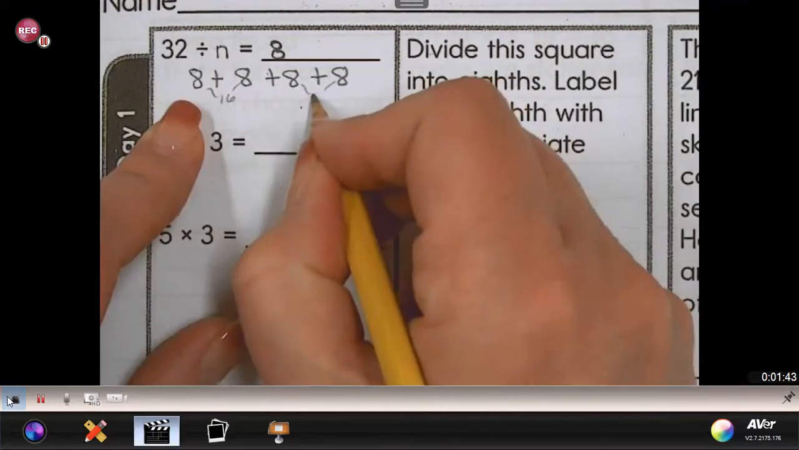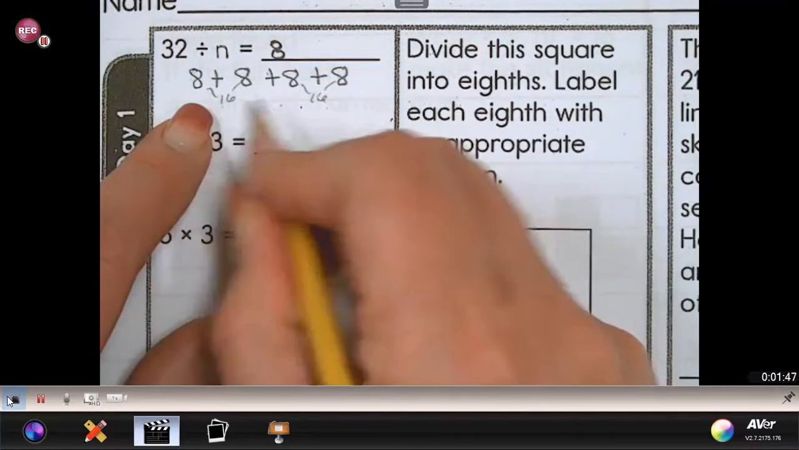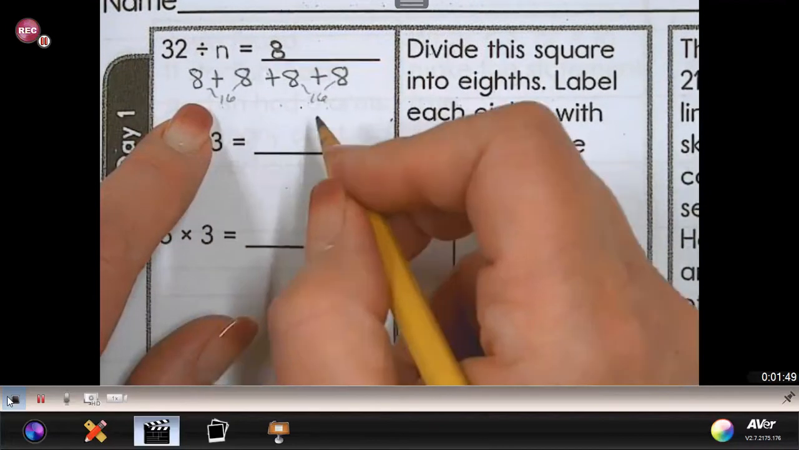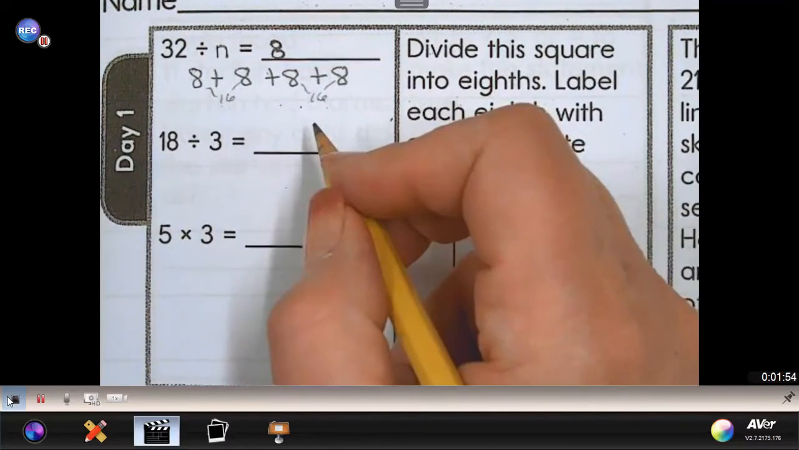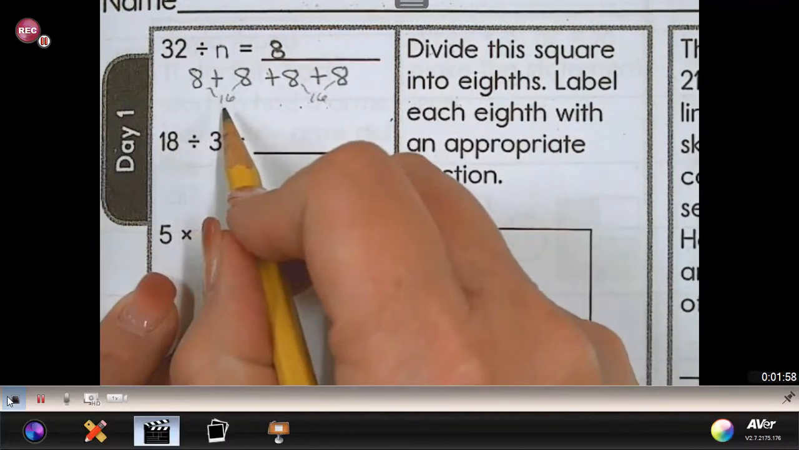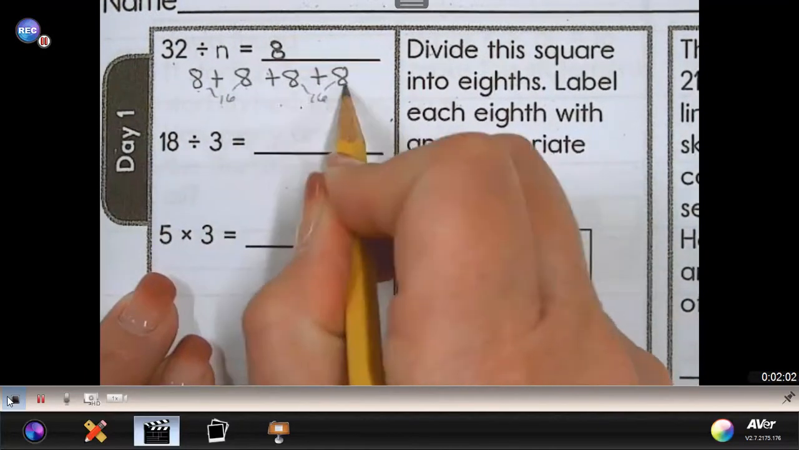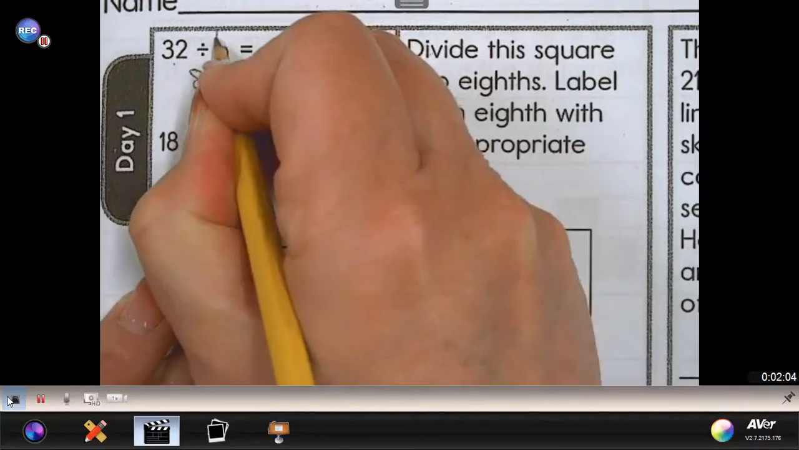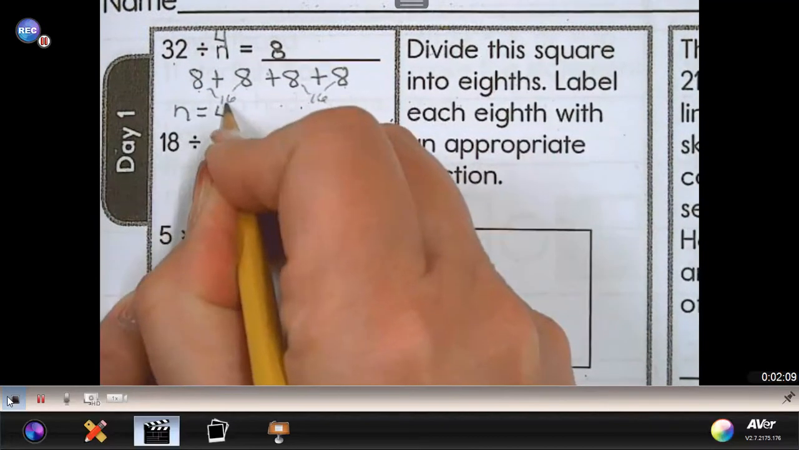So 8 plus 8 is 16. 6 and 6 makes 12. 10 and 10 makes 20. 20 and 12 is 32. So how many groups of 8 were we able to use to make this 32? 1, 2, 3, 4. So this n is equal to 4.